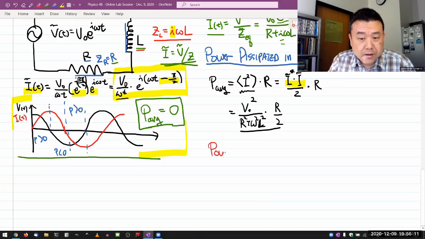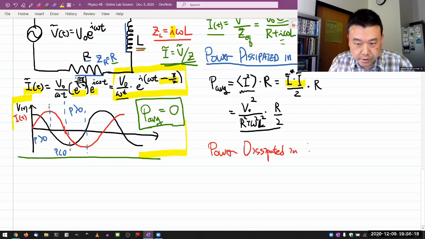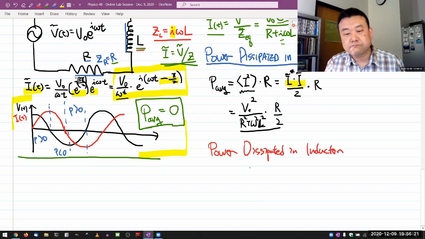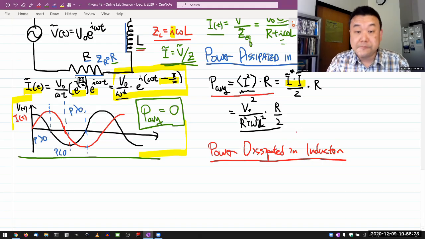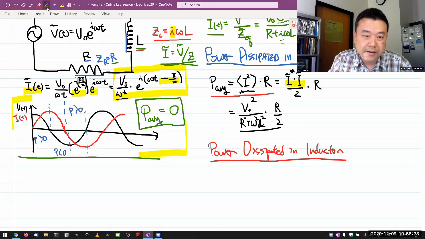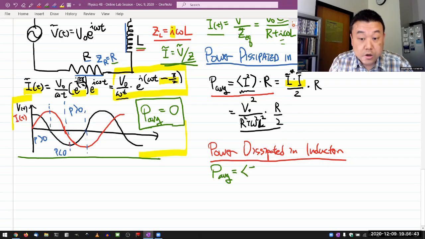So I say, all right, power dissipated in inductor, and I somehow remember or think that I can have this formula here and just use the impedance of the inductor instead of resistance. And if I do it correctly, it'll look like this. I'm going to be writing down the average power is equal to, all right, I need the average current squared times the impedance of the inductor.